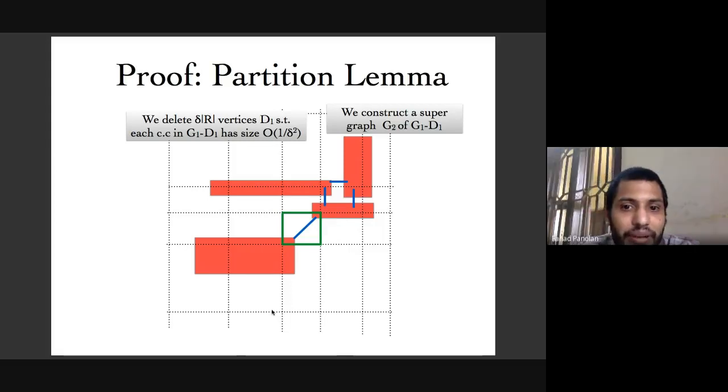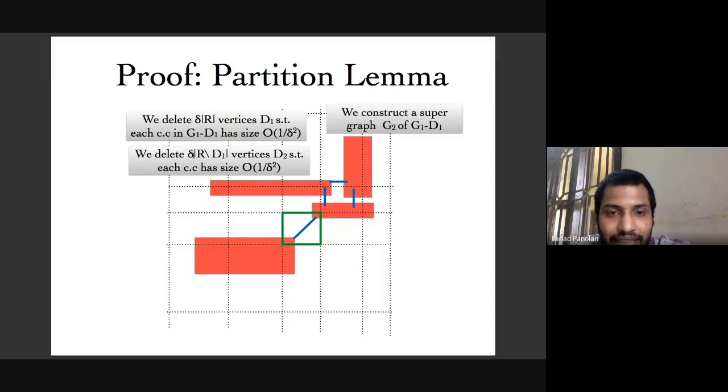Okay. So, for example, I don't know this red rectangle. If I know the red one, I'm done. So some cells may be intersecting two connected components. So I'm going to make a new planar graph, which is a super graph of G1 minus D1, where I draw edges of this form. So I got a new graph G2. Again in G2, I can apply that R division, which says I can delete delta times the remaining set of vertices, which is at most delta times cardinality of R, such that after I delete those vertices, each connected component has size order 1 by delta square.